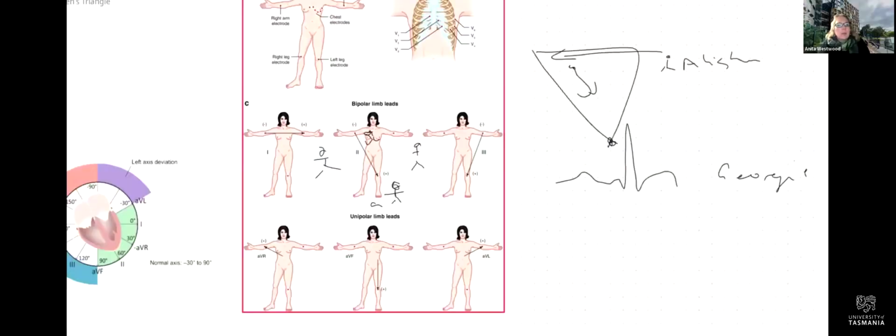Hello, thanks. Sorry, we're back from the breakout room. We're just talking about Einthoven's triangle, and thank you, Emma, for reminding us. Georgie, you may have to say what you just said then.